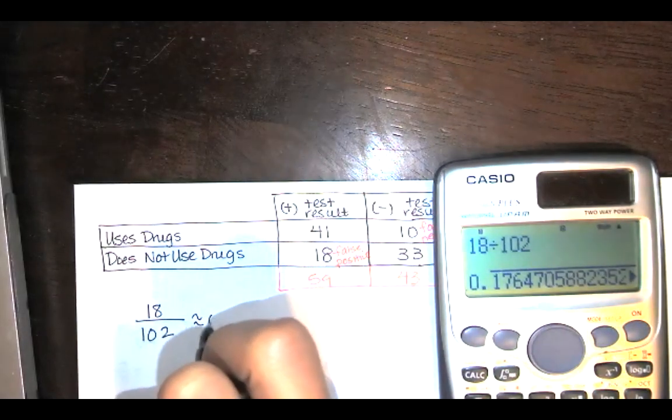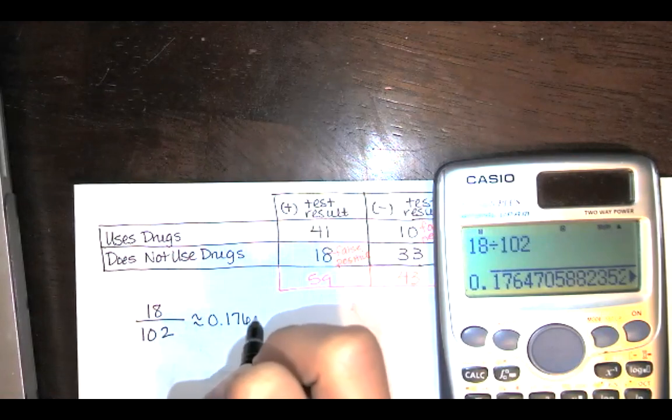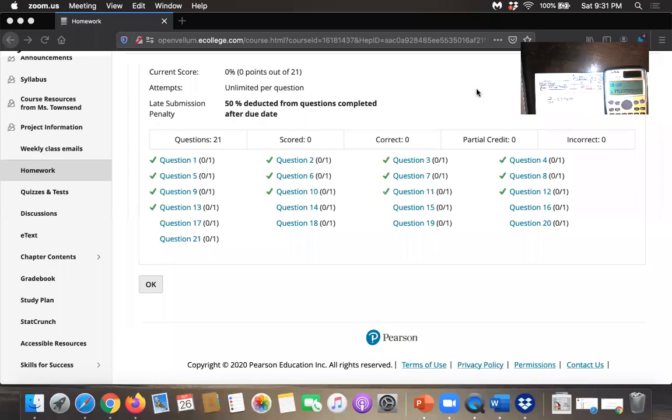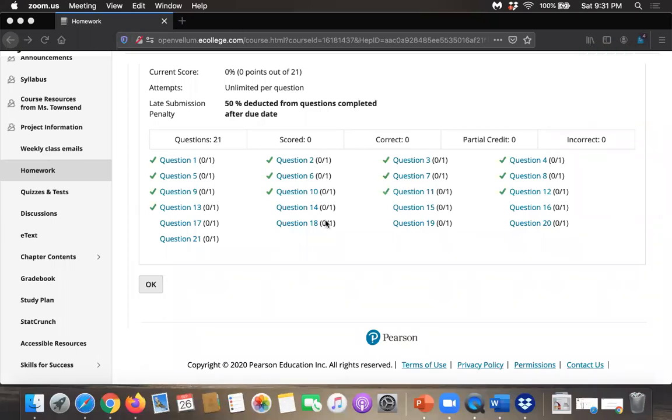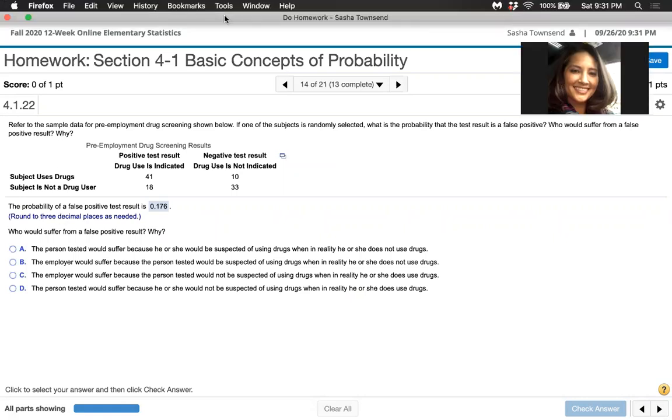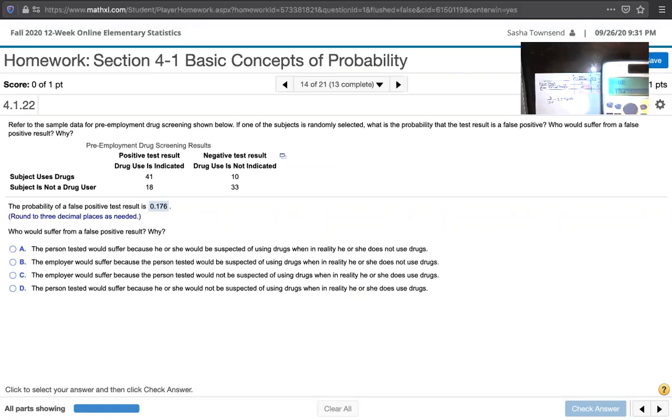about 0.17647, and so on. Now I'm going to go back to my screen and make sure I answer the question in the way that MyLab Statistics wants us to answer it. Okay, here we are. Now we wanted to round to 3 decimal places. So if we're taking this and rounding to 3 decimal places, that's going to be 0.176 approximately. And I've already typed that in, 0.176.